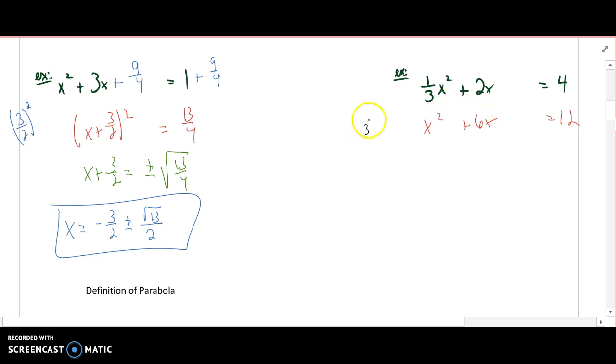Half of 6 is 3. 3 squared is 9, so we're going to add 9 to both sides of the equation. The left side factors then as x plus 3 squared. Add those numbers together on the right, we have 21.